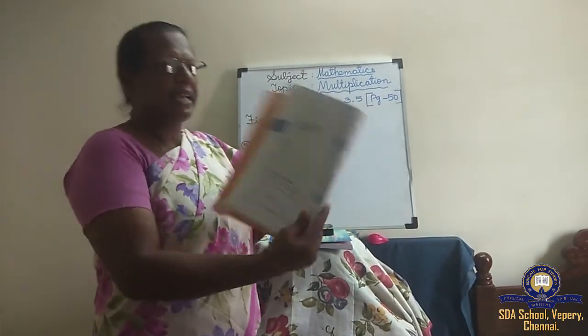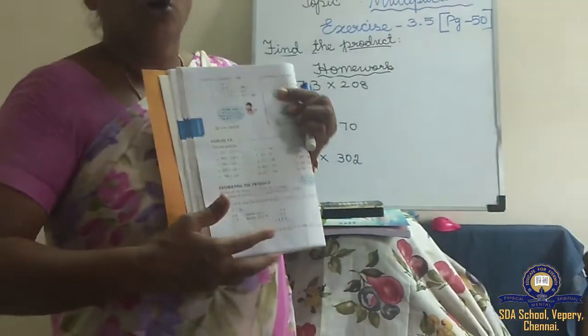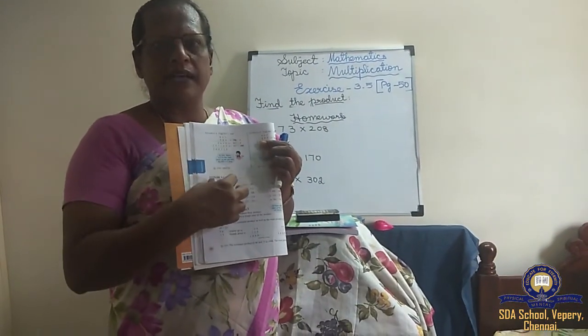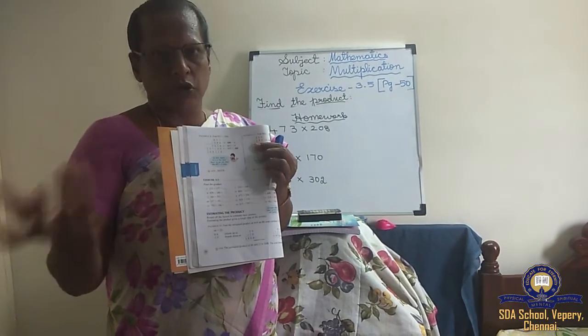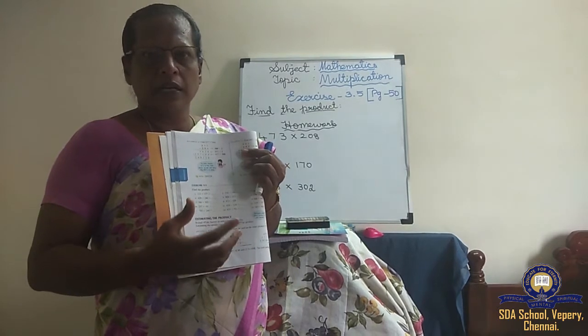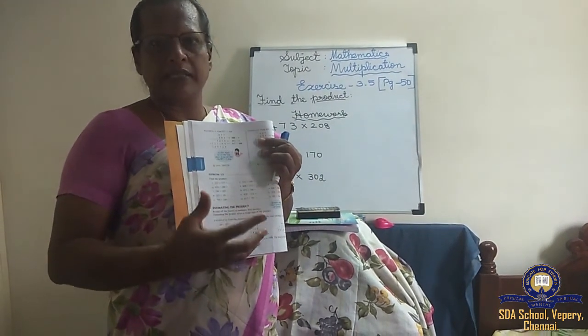Children, there are many sums in 3.5. We can't do all the sums. So I have selected and taught you what you can do. You can at home when you have time, do these sums and practice in your rough book. You can put various numbers and practice at home.